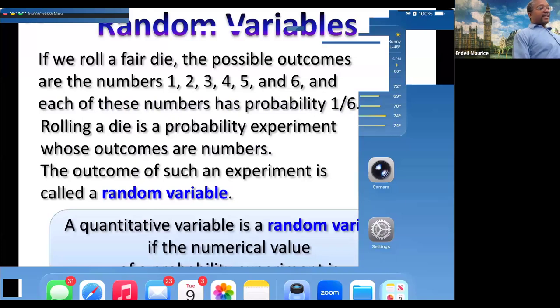A random variable is the outcome of a probability experiment that is numerical. A random variable is whenever we have a probability experiment where the outcomes are numerical. So if I say, what's the probability of me getting a 6 when I roll a die? That outcome is called a random variable. If I say, what's the probability that the next person who enters the room is 6 feet tall? That is a random variable. If I say, what's the probability that the next person who comes in will be wearing black? That is not a random variable because that is not a number, right?